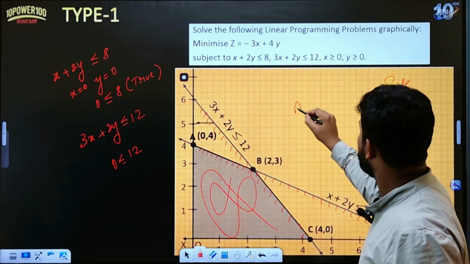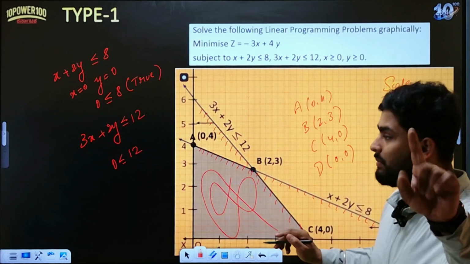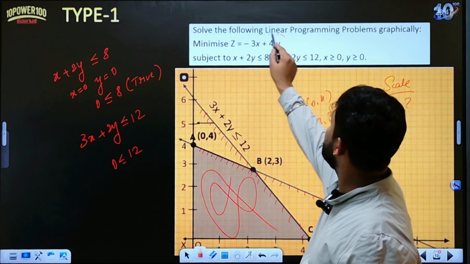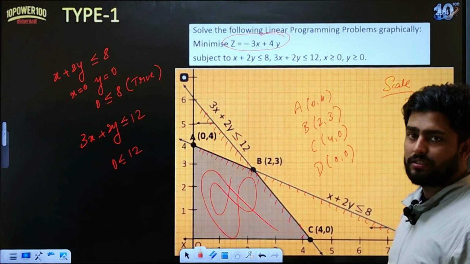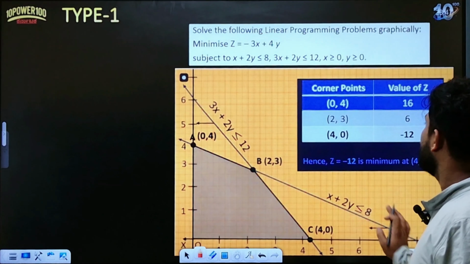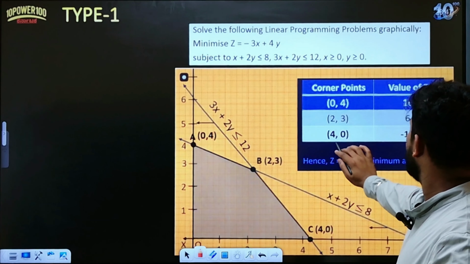Point A is (0, 4) and point B is (2, 3) and point C is (4, 0) and point D is (0, 0). Very important. Sometimes you go wrong because z is minus 3x plus 4y. Look at that. It is minus 3x plus 4y. So when you're substituting these values, you have to be careful. So now these are the corner points: (0, 4), (2, 3) and (4, 0).